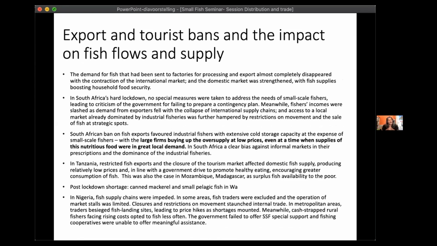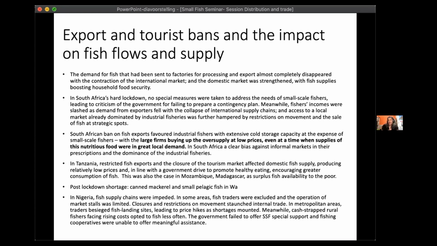Of course, we know that there had been an export and tourist ban, and this impacted the fish flow and supply. So the demand for fish had been sent to factories for processing. This is particularly in South Africa. It seems like those with the processing facilities could basically store the fish, but this did not necessarily mean that the fish went to the domestic market, in particular South Africa, where many people were really making the choice between either we are going to risk getting COVID or we are going to go hungry, and that's the desperation.